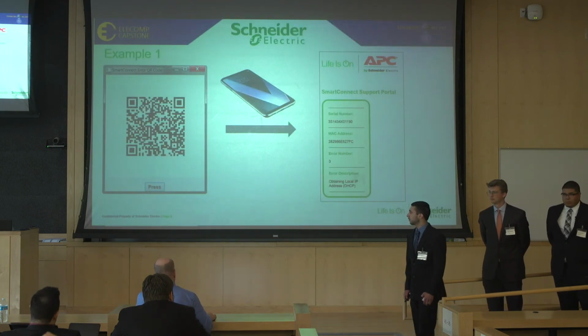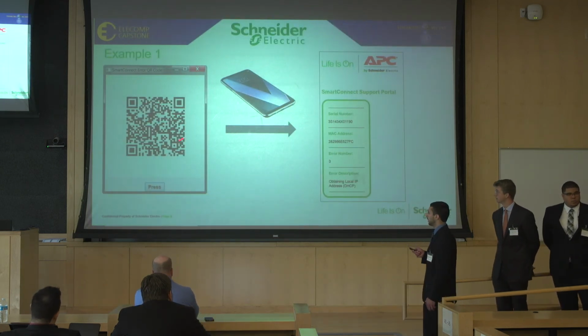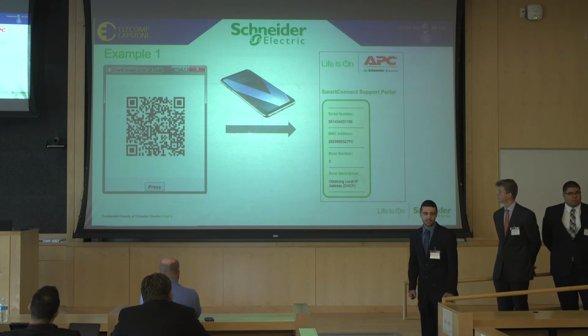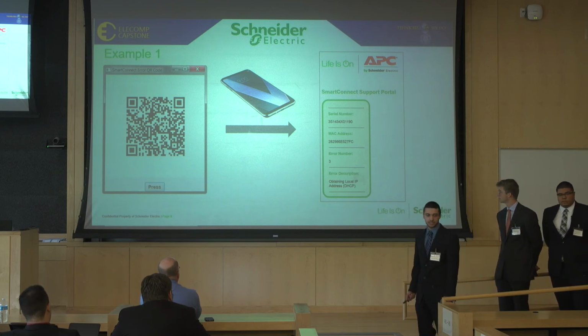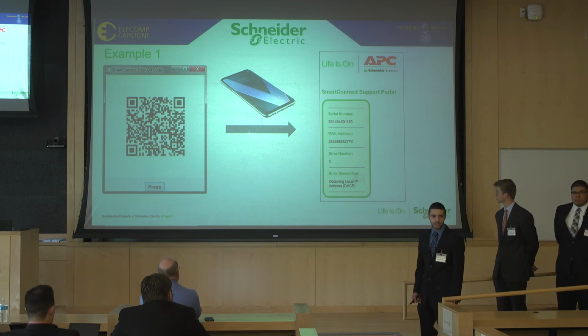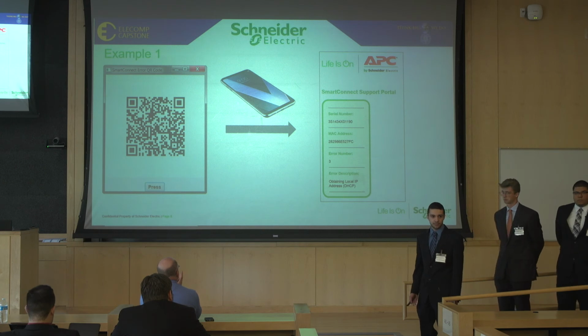In the first example, we have a QR code, as shown to the left, that contains the device information. After scanning the QR code with the smartphone, we are brought to the corresponding web page, as shown to the right. Now this web page displays information such as the device serial number, the MAC address, the error number, and the corresponding error description.